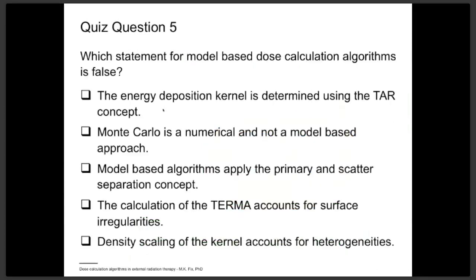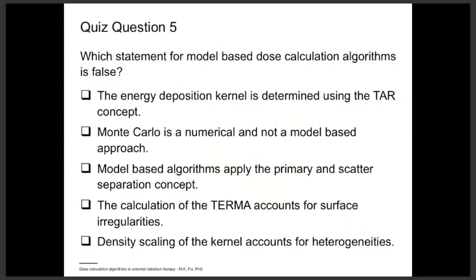So the final quiz, question 5: which statement for model-based dose calculation algorithms is false? The energy deposition kernel is determined using the tissue air ratio concept. Monte Carlo is a numerical and not a model-based approach. Model-based algorithms apply the primary and scatter separation concept. The calculation of the terma accounts for surface irregularities. Density scaling of the kernel accounts for heterogeneities. Okay, great. So this is our last poll question. For everyone who's in the chat, please go ahead and make sure to answer this poll question.